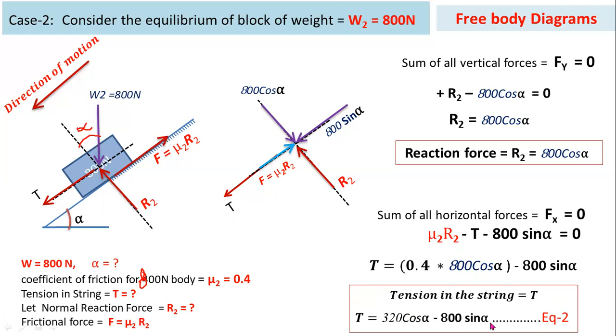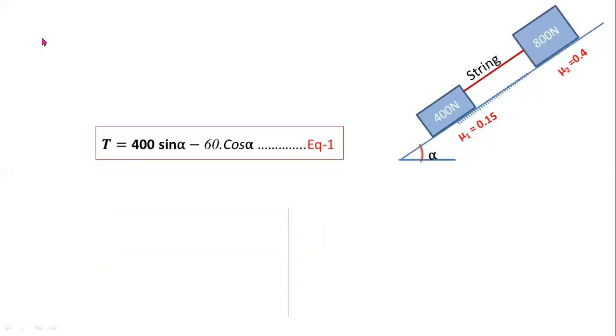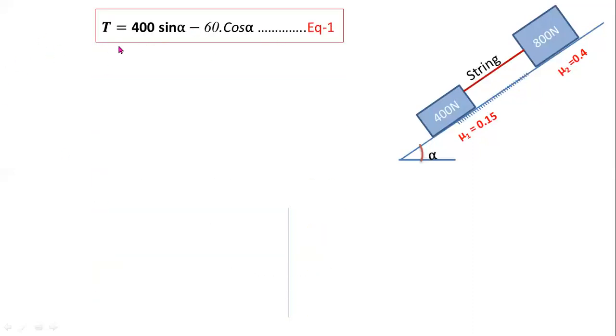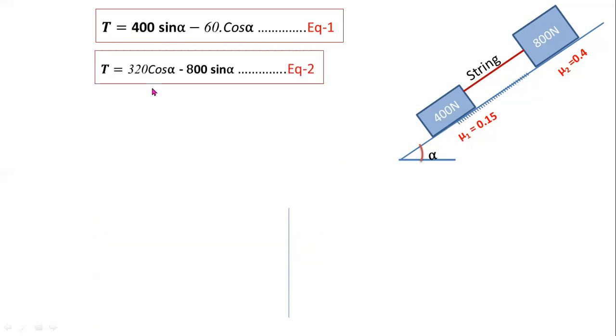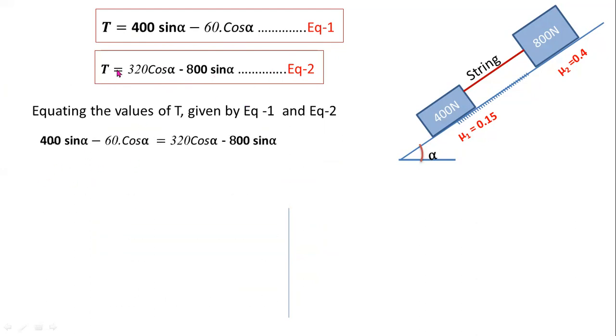Here the angle of inclination alpha is not given. So you have to determine the value of alpha from equation 1 and equation 2. From equation 1, the tension in the string T equal to 400 sin alpha minus 60 cos alpha. From equation number 2, the tension in the string equal to 320 cos alpha minus 800 sin alpha. Now equating the values of tension T given by equation 1 and equation 2, we get 400 sin alpha plus 800 sin alpha equal to 320 cos alpha plus 60 cos alpha.